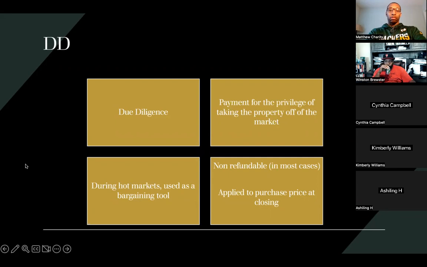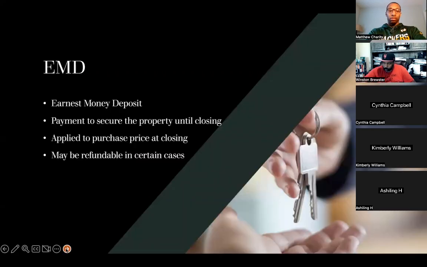I even saw one where the due diligence was the entire purchase price, so you knew they weren't walking away. Okay, so then we have EMD, that's earnest money deposit. This is another fee paid when negotiating for the sale of a property. And this is a payment to secure the property until closing. It is also applied to the purchase price, and it may be refundable in certain cases.